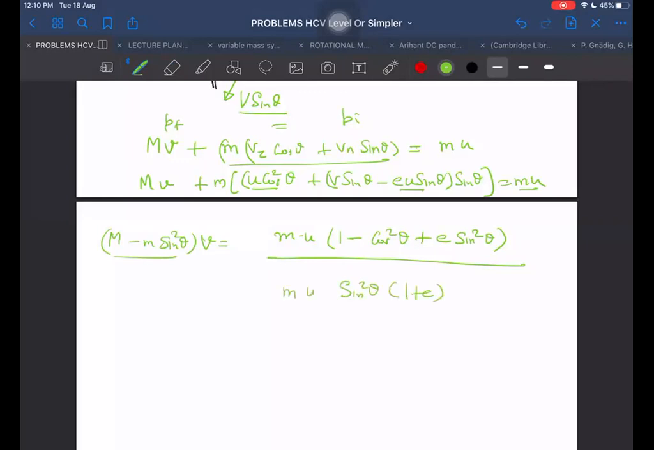M into u sin square theta into 1 plus e upon capital M minus, or small m sin square. Minus or plus it will be? Minus only or plus? Plus. Plus, sir. Capital M plus small m sin square theta, that is equal to v. Simple. Yes, sir. So it is so simple now.